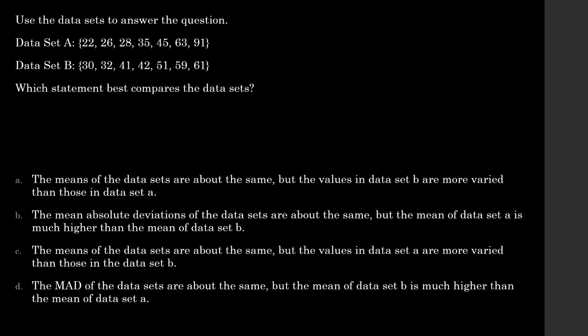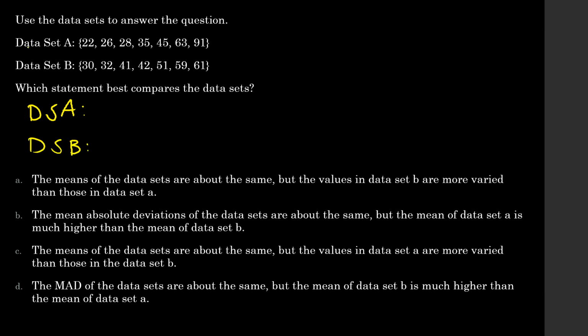All right, our next question here is multiple choice. We're given 2 sets of data and we want to know which of these statements best compares the data sets. If I read through these answer choices first, it's telling me to compare the means and also compare the mean absolute deviations of both of these. So let's start just by finding the mean because that's a bit easier, right? We can do that a little bit quicker. So for data set A and for data set B, let's find our averages.